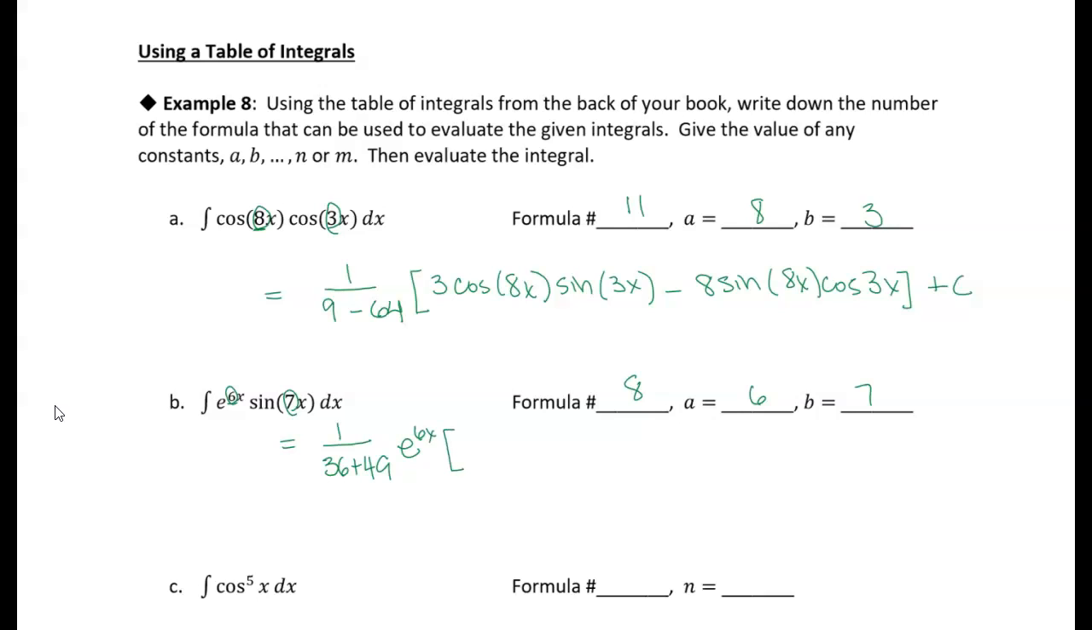And then times 6 sine of 7x minus 7 cosine of 7x, make sure I got that right, yep. And then plus c. Okay, so it's just a matter of plugging in the coefficients. All right, let's look at the next one here.